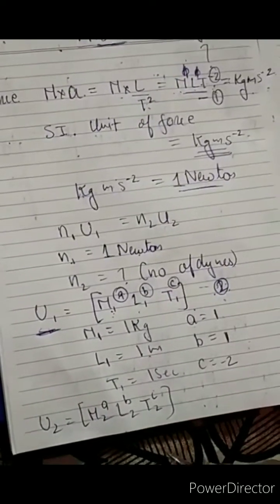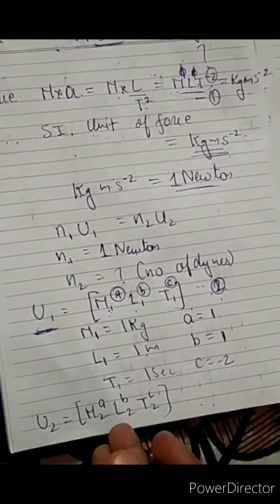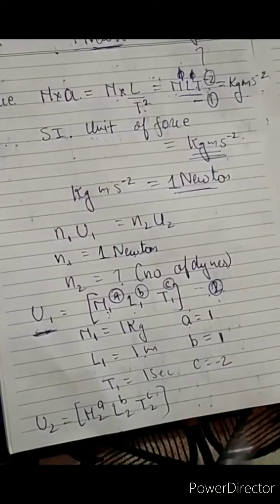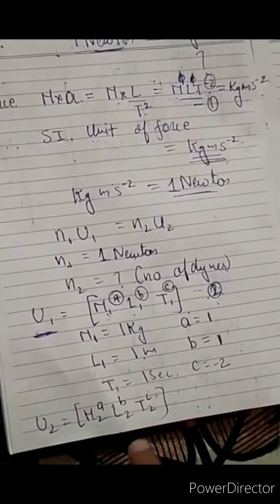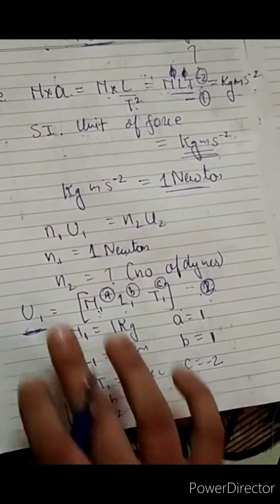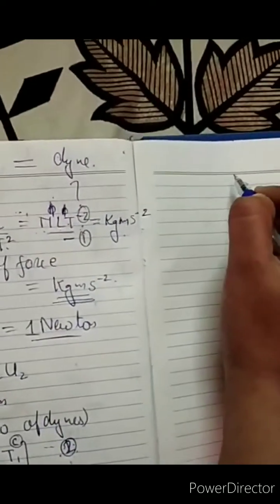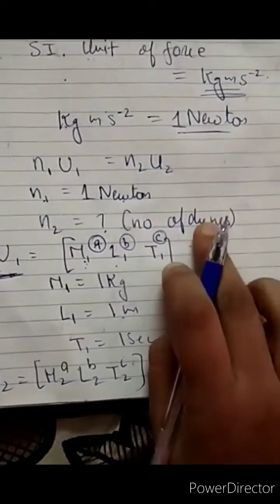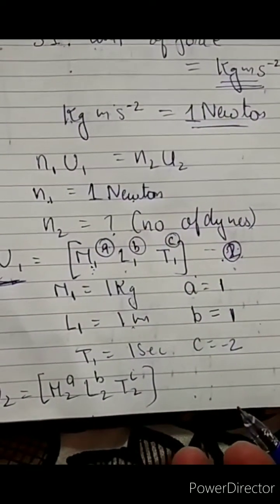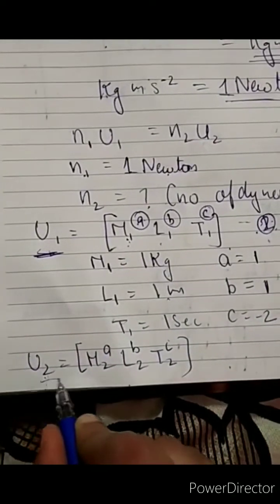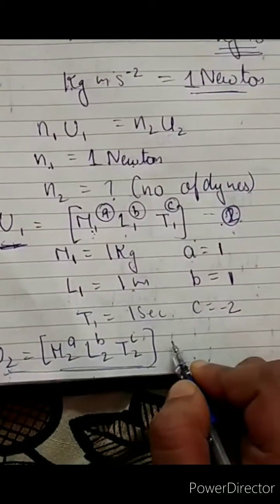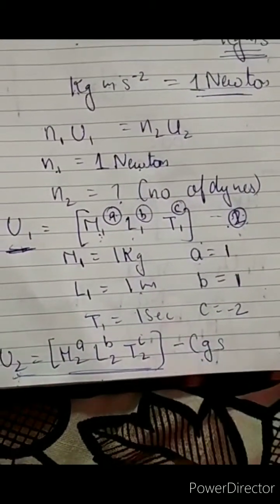So can you tell me what is my M2, L2 and T2? So here is again M2. I just want M2. What is this? Look, dyne is in CGS system, correct? So I just want this to be in CGS system. This is my CGS system, correct?